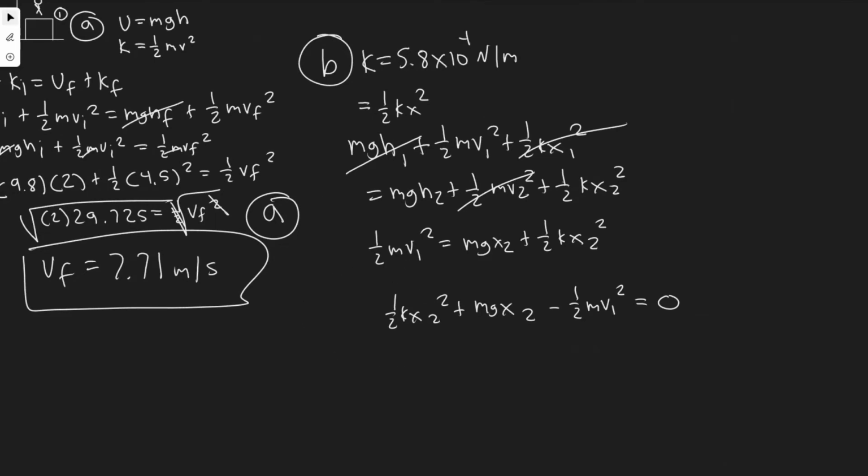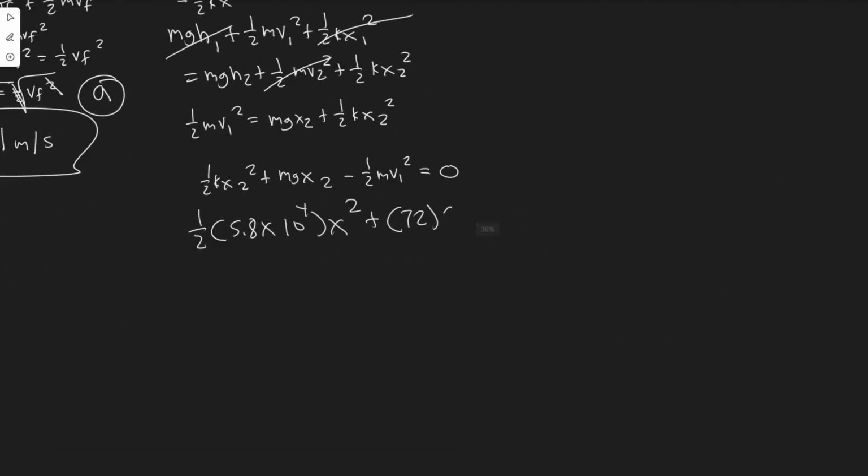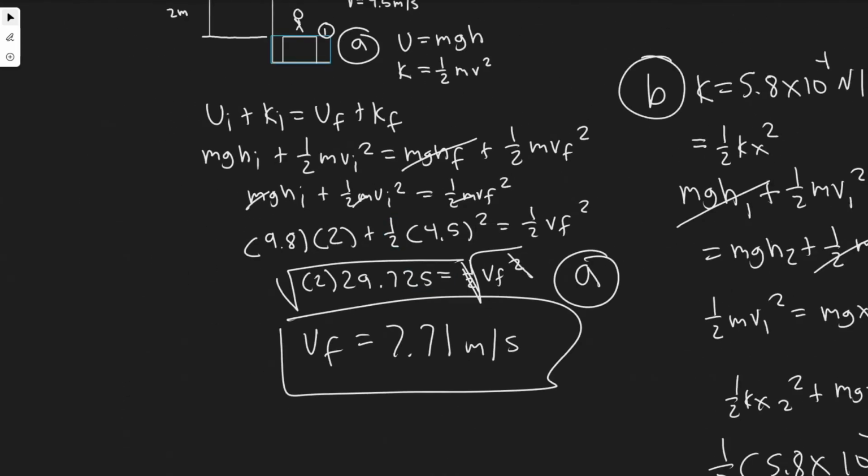And yeah, so plugging this in now, this is just plugging in values. So 1/2 times k, which is 5.8 times 10 to the 4, times x squared, plus the mass, which was 72 kilograms, I believe. Yep, correct. So 72 times g, just 9.8, times x2, minus 1/2 times the mass, which is 72 again, times v1, which was the velocity from the first problem, right? Because this is the same spot. We called this final at the end because this was our ending point, but now it's our starting point.